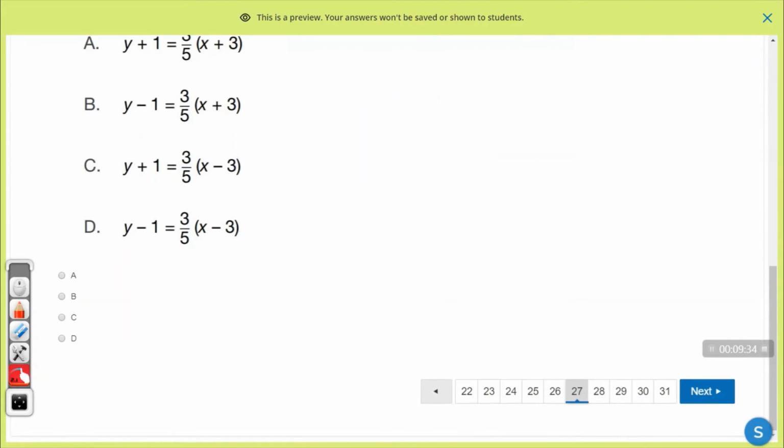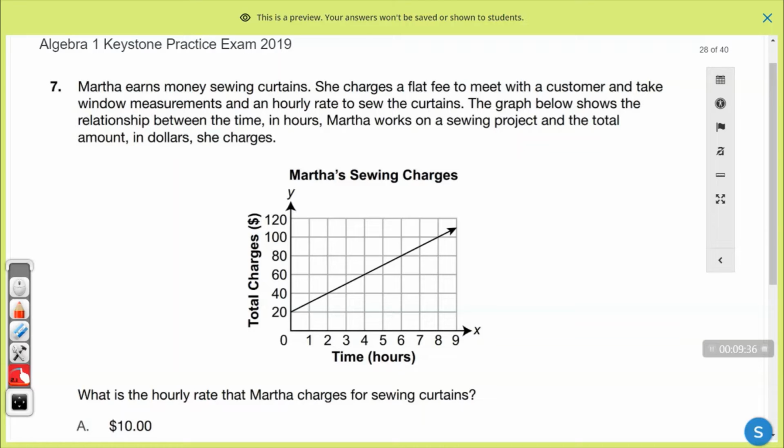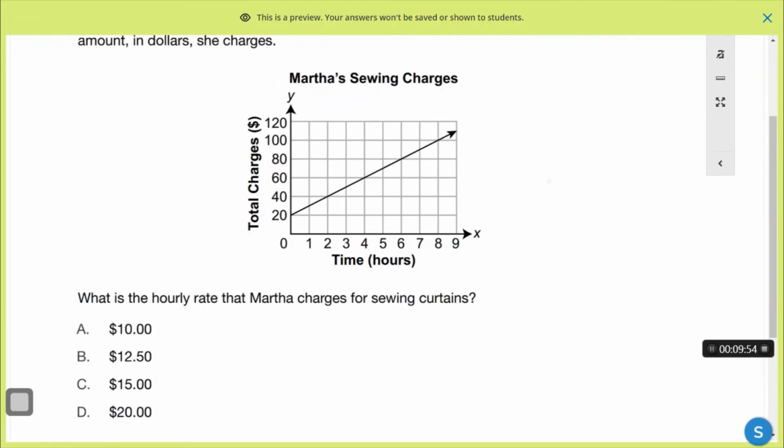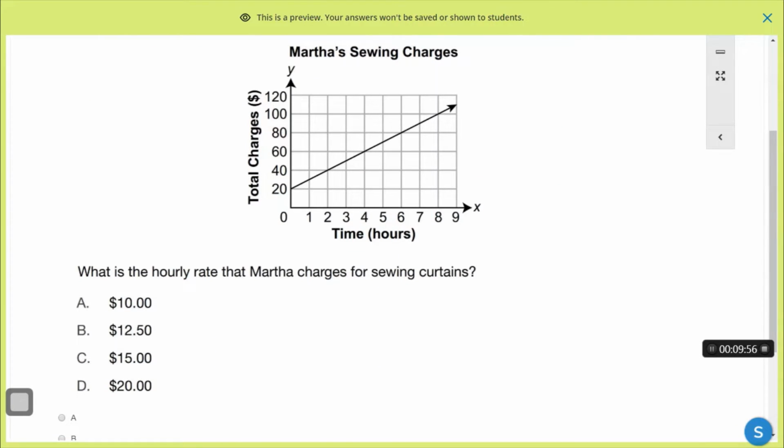Let's take a look at the next question. Number 7. Martha earns money sewing curtains. She charges a flat fee to meet with a customer and take window measurements and an hourly rate to sew curtains. The graph below shows the relationship between the time in hours Martha works on sewing a project and the total amount in dollars she charges. What is the hourly rate that Martha charges for sewing curtains?